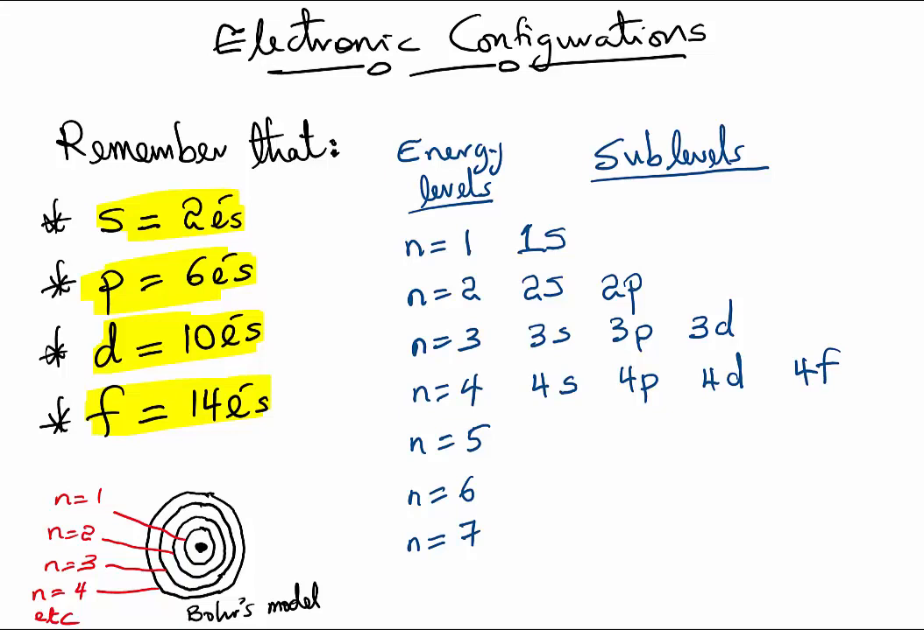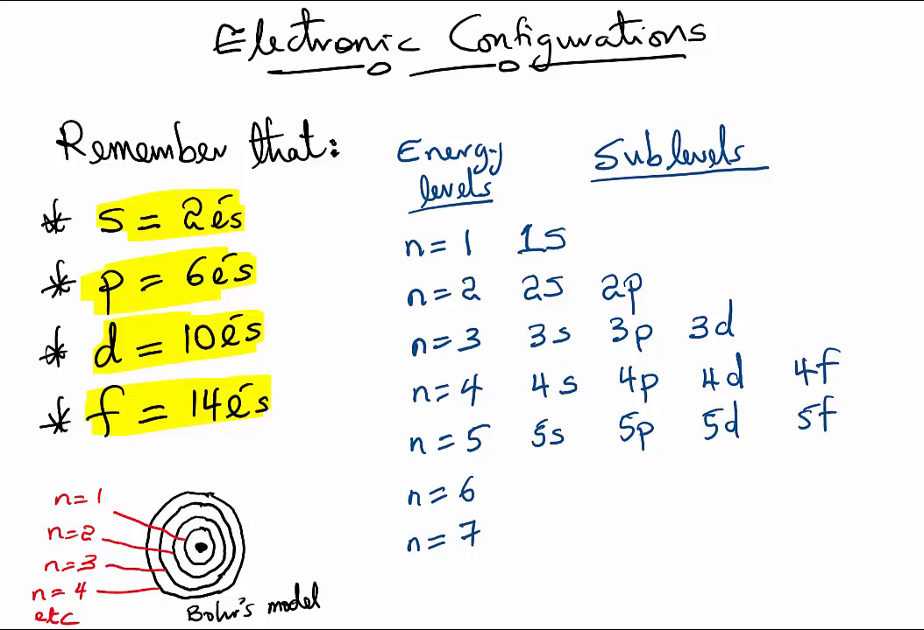For introductory chemistry, we cannot go beyond f orbitals. So in energy level number 5, although we technically have more than 4 orbitals, we will restrict ourselves to only 4. So we will have 5s, 5p, 5d, and 5f.